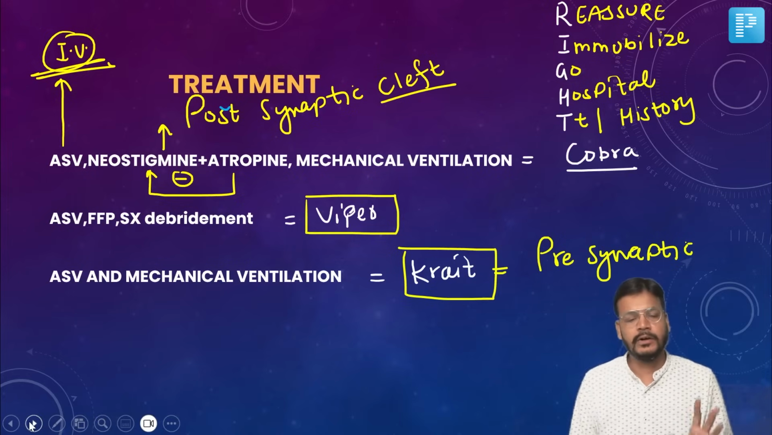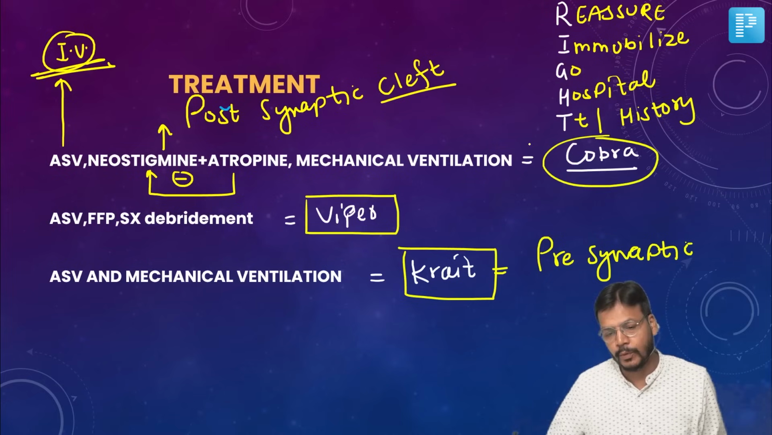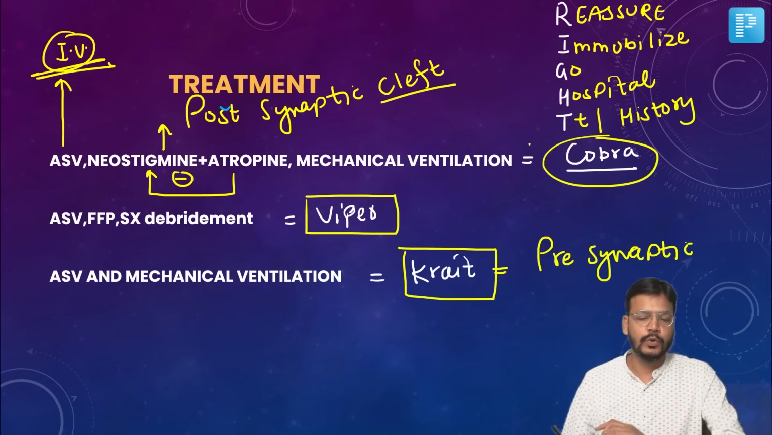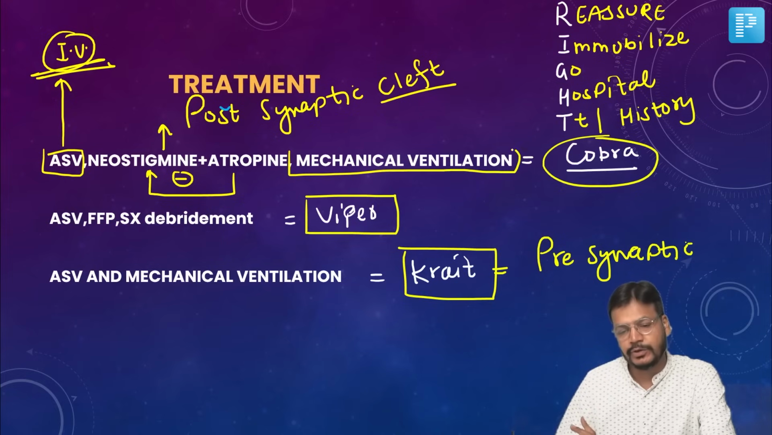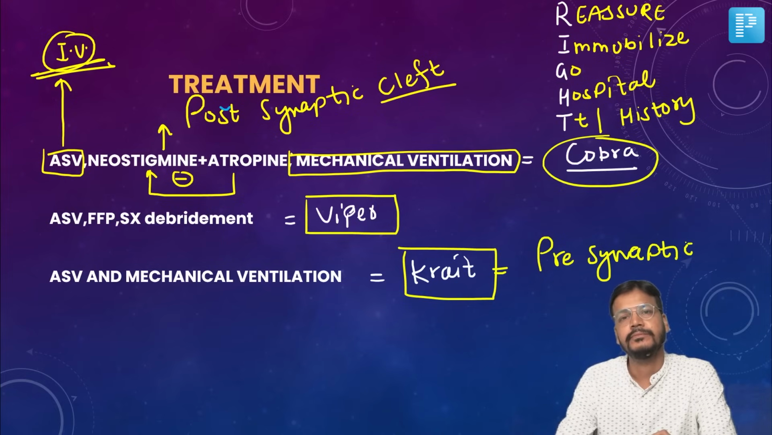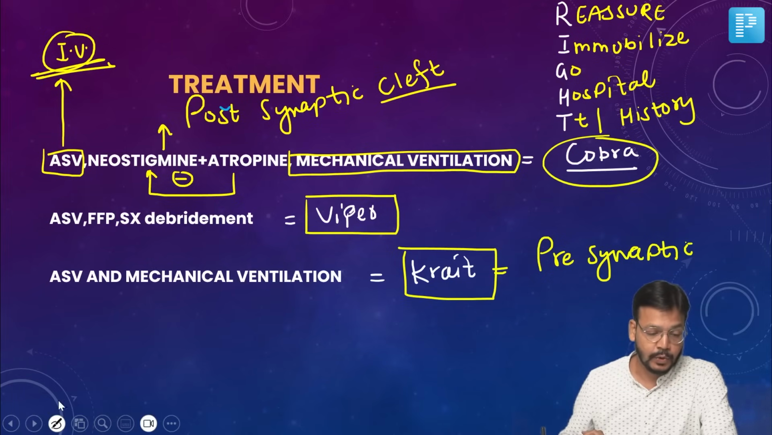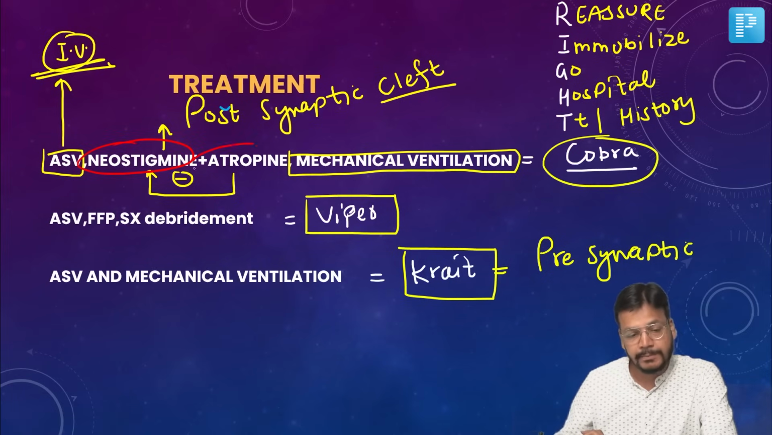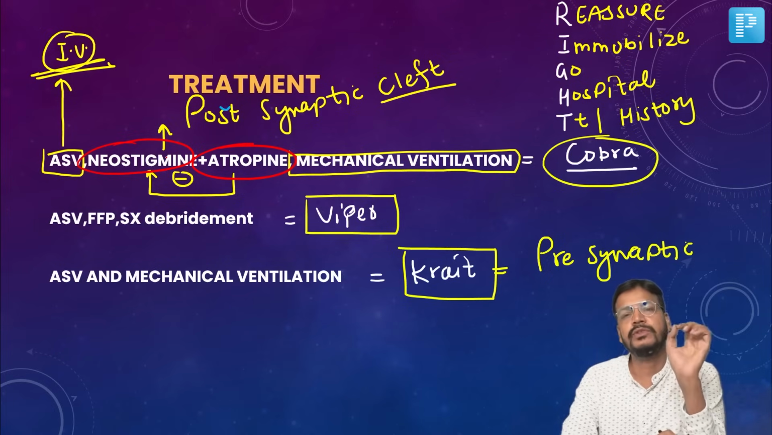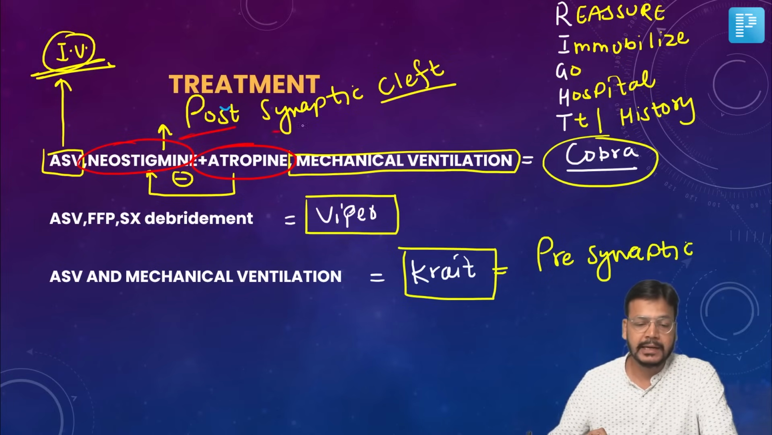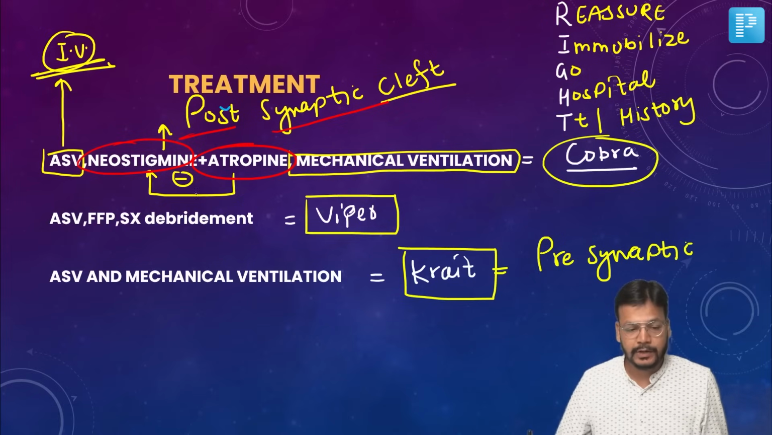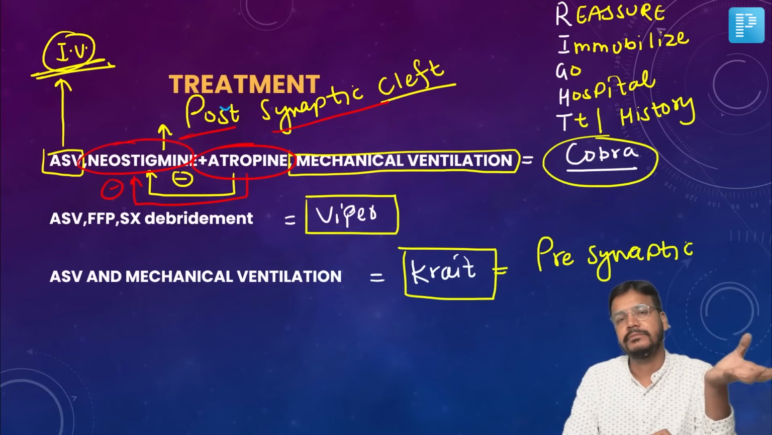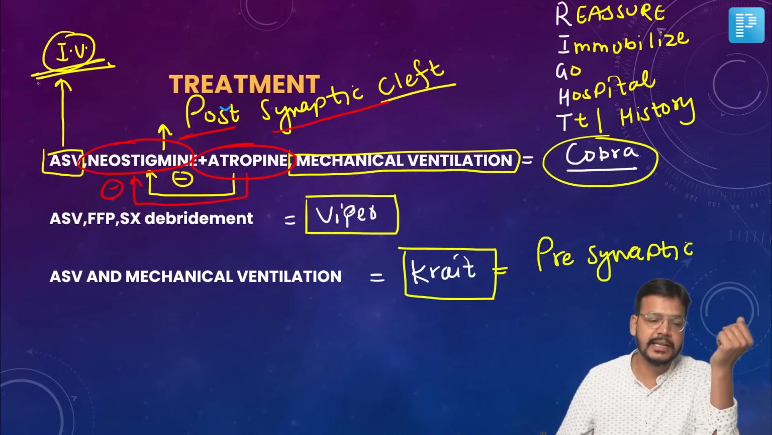Now for krait and neurotoxic, I will tell you, don't worry. Sir, treatment of snake poisoning, listen. First is for cobra. For cobra, we use anti-snake venom plus mechanical ventilation, because I told you respiratory muscle paralysis is seen. But sir, along with this, in cobra, we use neostigmine plus atropine. Now, why do we use neostigmine and atropine? Neostigmine acts at the postsynaptic cleft and the cobra toxin acts at the same place. And atropine is just to counteract the side effect of neostigmine.